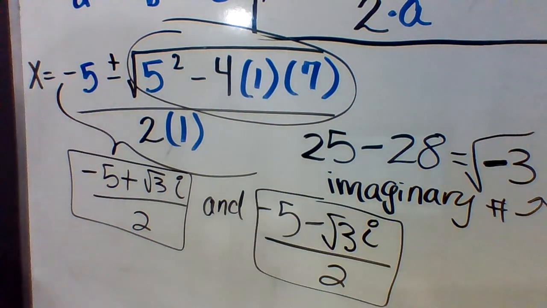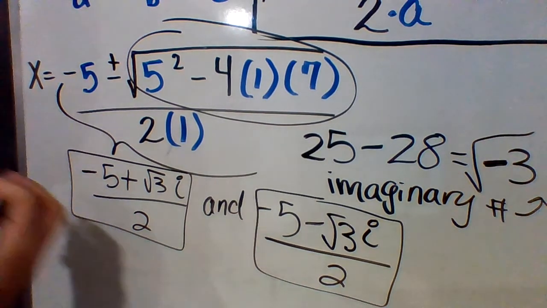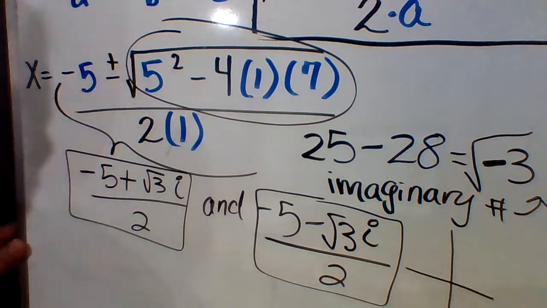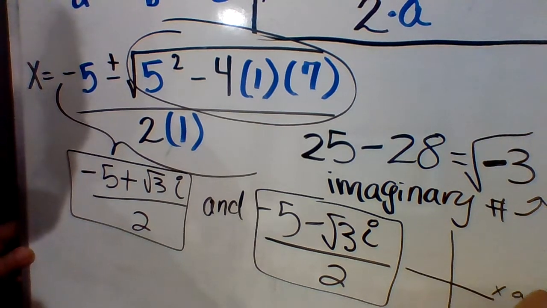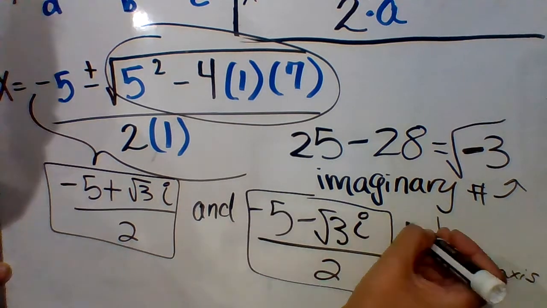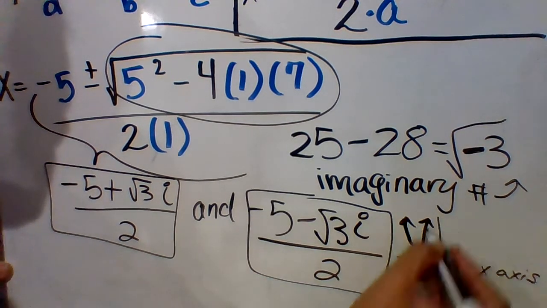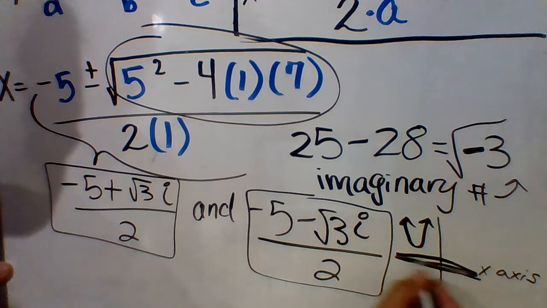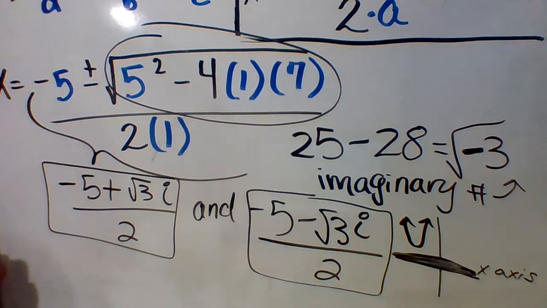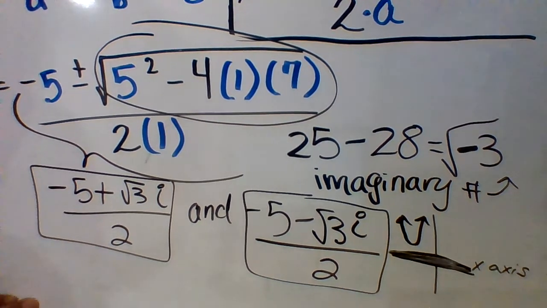And if you look at the graph, you'll notice that the U shape, it doesn't even touch the x-axis. Your U shape is floating above the x-axis. So if you look at your picture, you have your x-axis right here, and your U shape is like floating in space over here, right? So it never touches the x-axis. That's why there is no real solution for this problem. That's why you're getting imaginary answers.